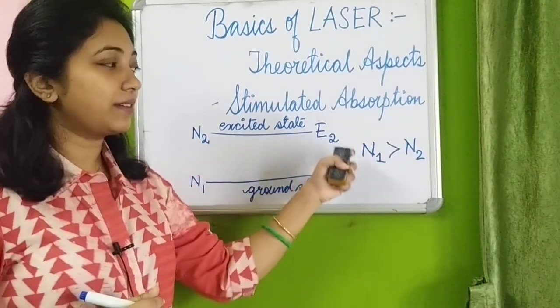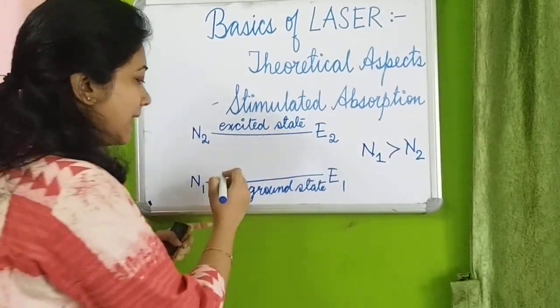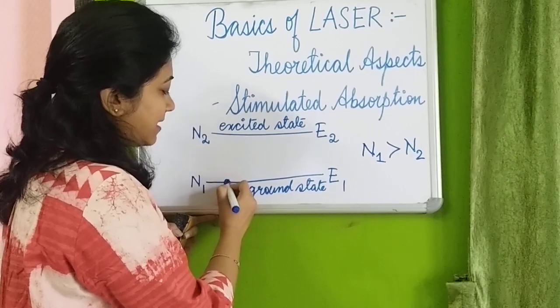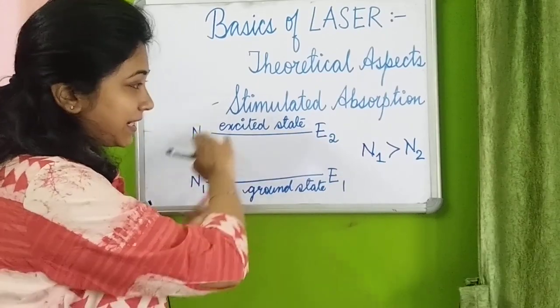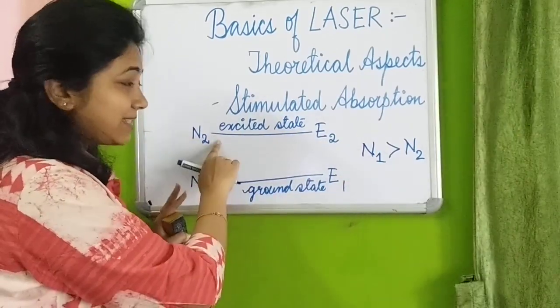N1 now is greater than N2. In this scenario, let us imagine that there is an electron which is present in N1. So even in this particular scenario, you can see that N1 is 1 whereas N2 is 0.